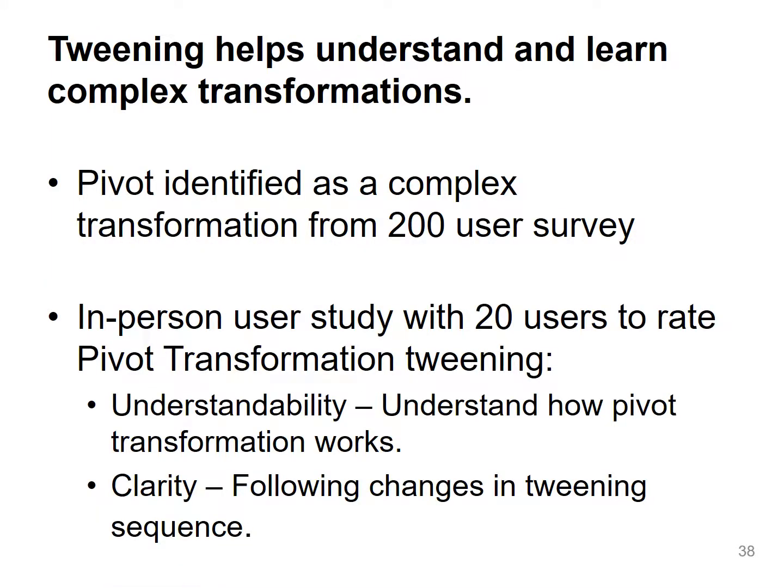Now, finally, for testing our final hypothesis that tweening helps understand and learn complex transformations, we first identified pivot as a complex transformation from a user survey with about 200 users. Then we conducted an in-person user study where we asked 20 users to rate our pivot transformation tweening on two scales, understandability and clarity. Understandability means if the tweening transformation helped the user understand how pivot transformation works. And the clarity attribute means if, in the tweening transformation, it was easy for users to follow changes in that sequence.